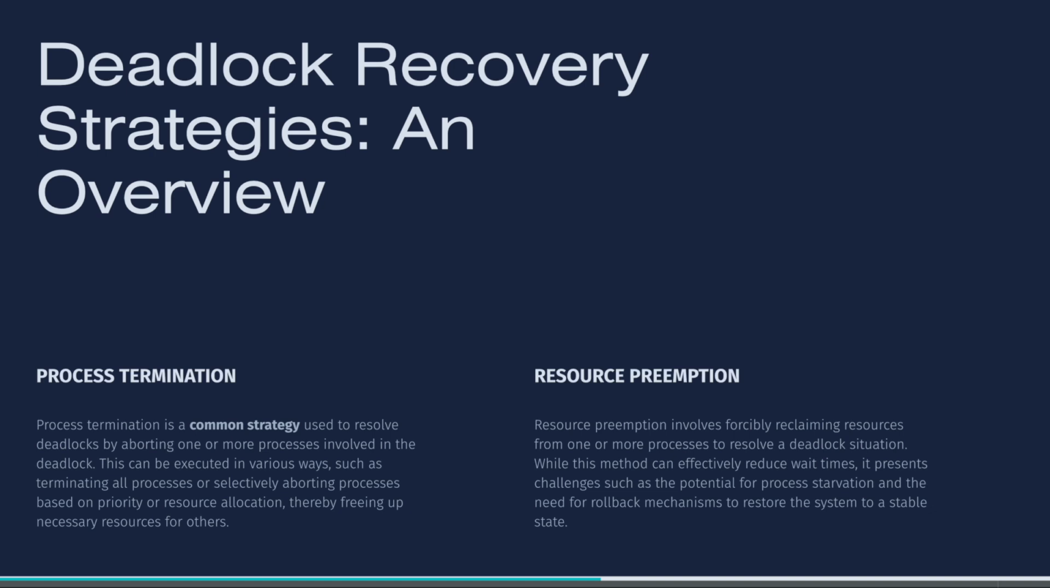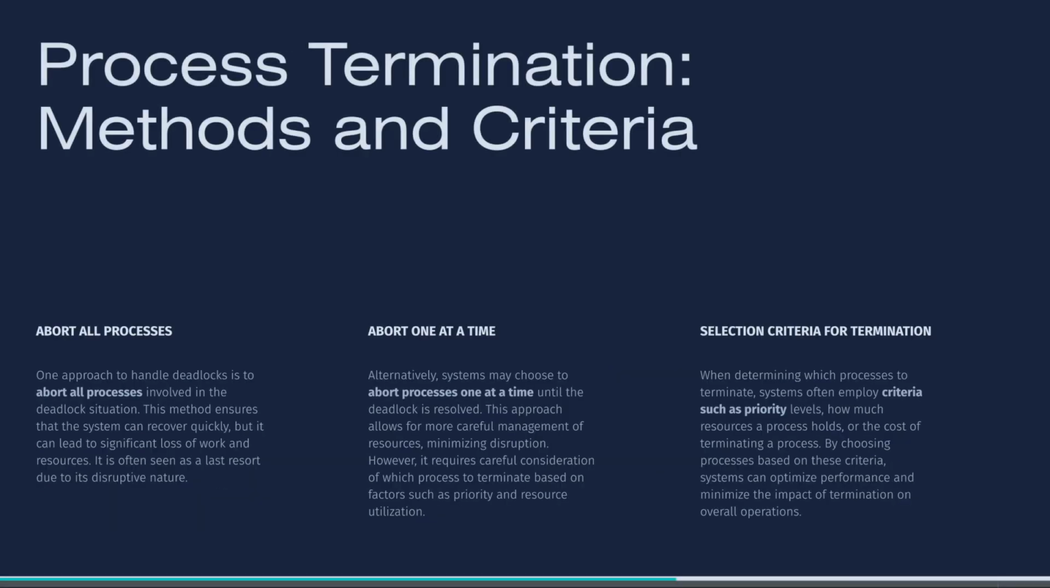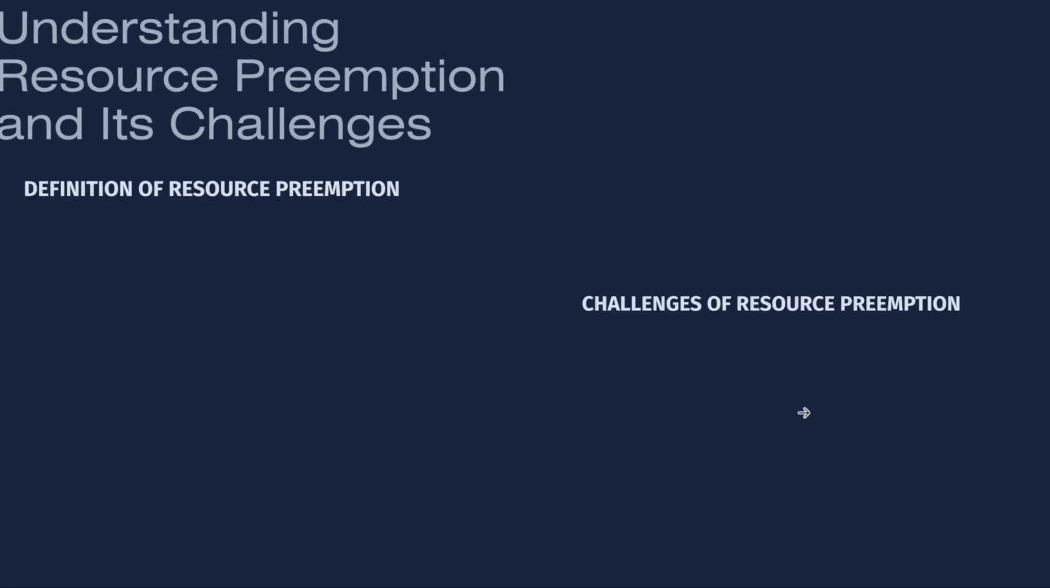Now let's go deeper into process termination methods. There are two main approaches in this process termination method. First, abort all the processes. This clears the deadlock very quickly but causes a big loss of work and is only used as a last resort. Second, abort one process at a time. This minimizes the disruption but it needs careful selection. The system can decide which process to terminate based on criteria like priority, what resources it holds, or termination cost. This helps to reduce the negative impact on overall performance.